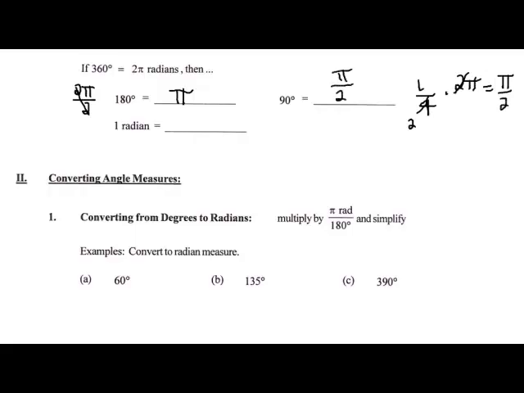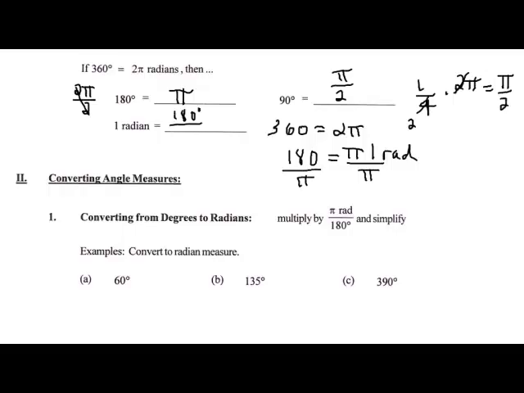And the last one, 1 radian, if 360 equals 2 pi radians, if we divide that by 2, we get 180, and that equals pi. Remember, this is pi times 1 radian, so if we divide by pi, then we get 180 degrees over pi is equal to 1 radian, and that would be approximately 57.3 degrees. Whenever we're talking about radians, we usually do it in terms of pi. You will never see decimals.